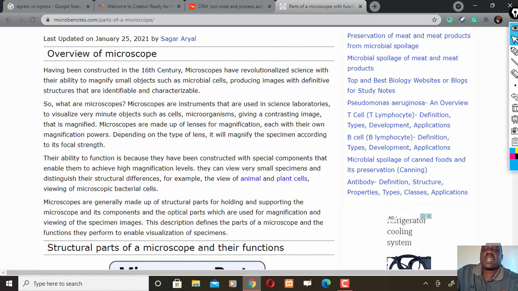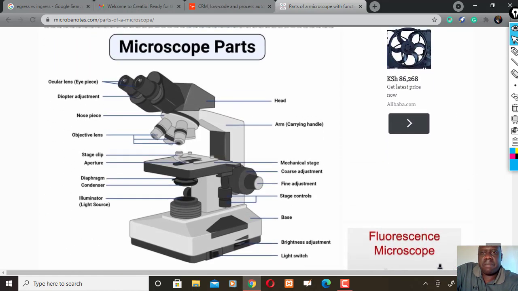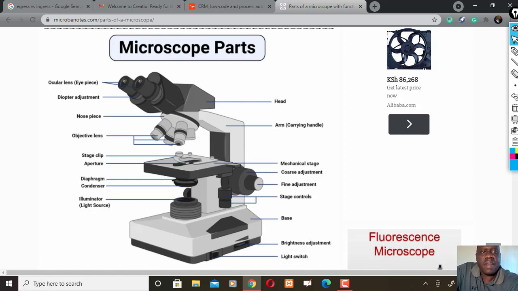And I want us to take a look at the diagram that is on your screen here, and you will realize that, as we just said, there is the structural part of the microscope, which is basically the arm, or maybe the structure itself. And then you've got this bit down here which plays a big role in the magnification purpose of a microscope.